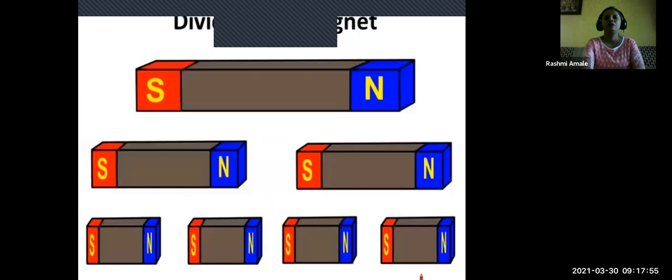So here you can see we are dividing a magnet into two parts. Again, those two parts are further divided into another two parts. So at the end we have four magnets. So separate magnets are formed. We can never separate the poles of a magnet. In fact, when we try to divide the magnet, new magnets are formed. So this is another characteristic of a magnet.